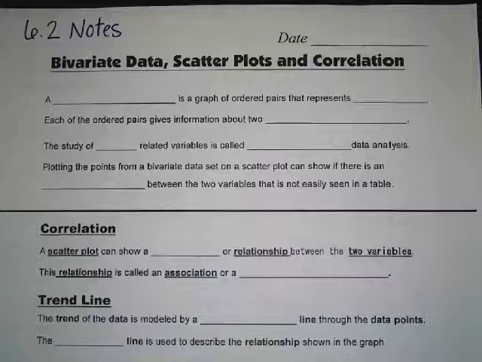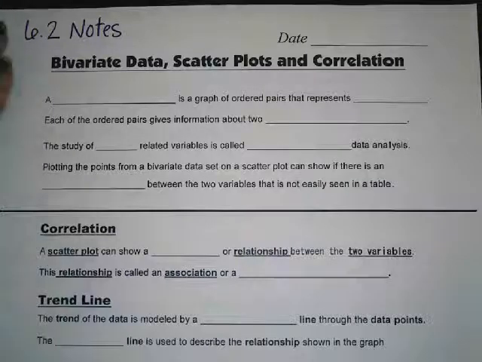The notes on 6.2 are going to be done on the worksheet, so you can download that and print it. If you don't have a printer, you can use your notebook, your binder paper, to take some notes on the different types of scatter plots today. So we're looking at bivariate data, scatter plots, and correlations.